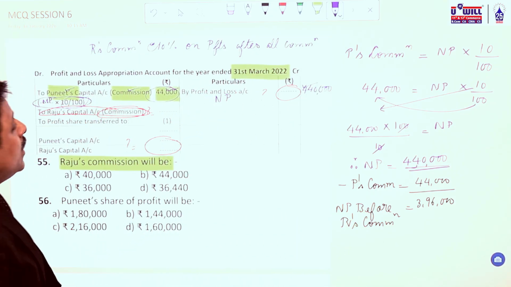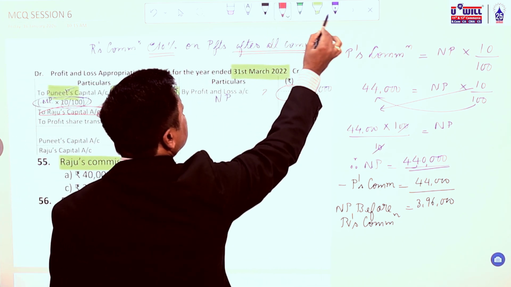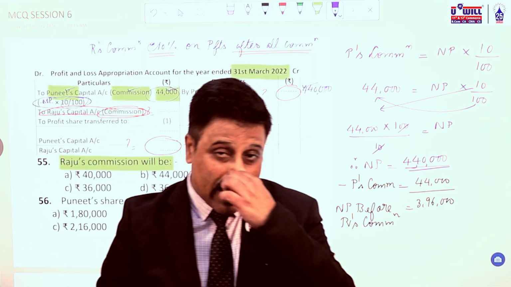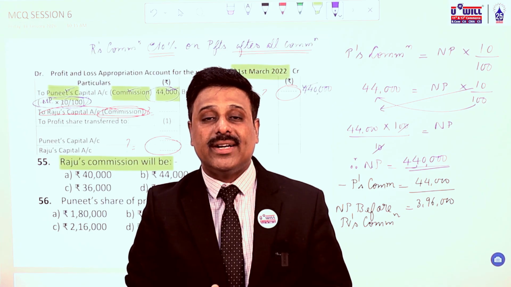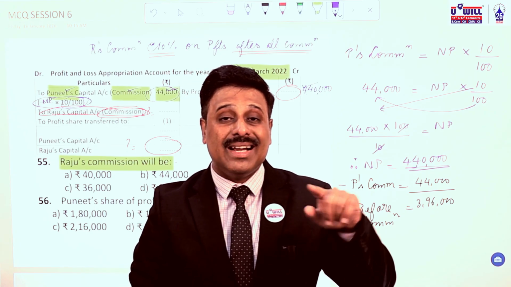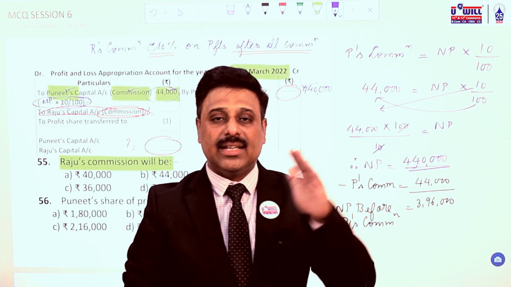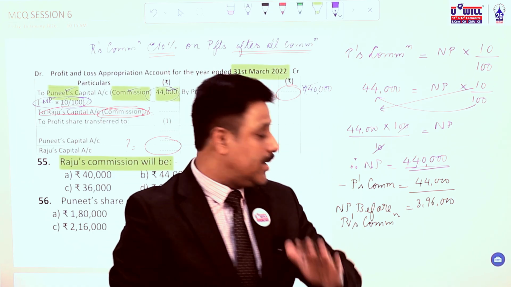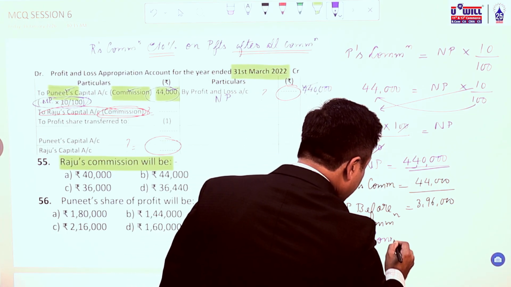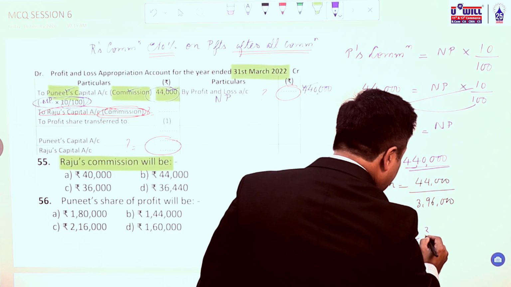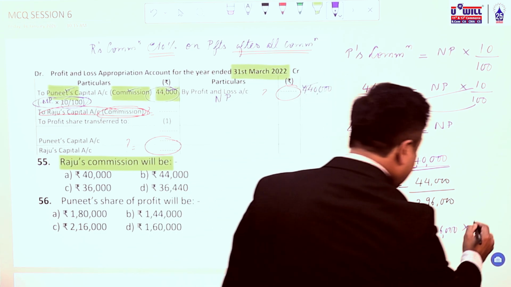Now because he is given 10% commission on profit after all the commissions, what is the concept you studied? If you have to calculate commission on the profit after charging the commission, how do you count it? If it is 10%, you do 10 upon 110. If the commission is to be given on the profits after the commission, then you do 10 upon 110. So how will we find Raju's commission? Raju's commission will be equal to 3,96,000 into 10 upon 110.